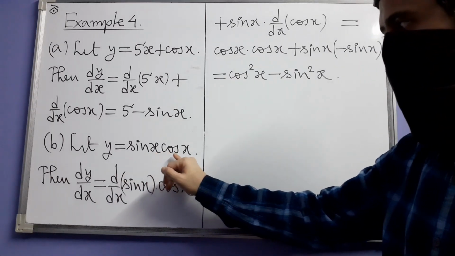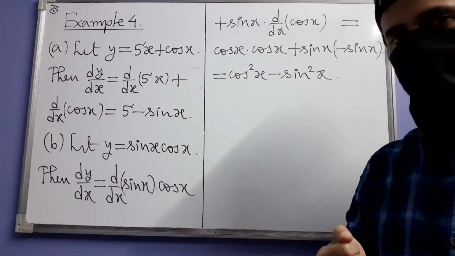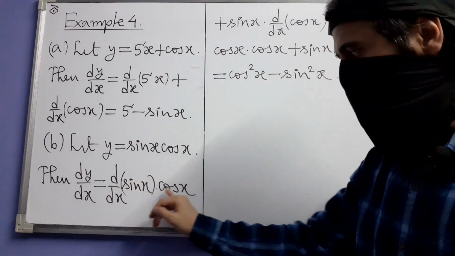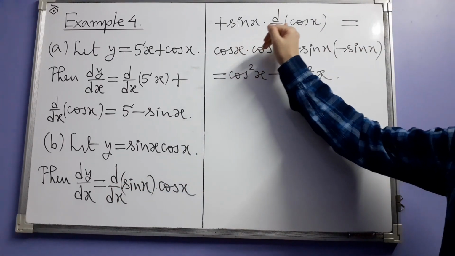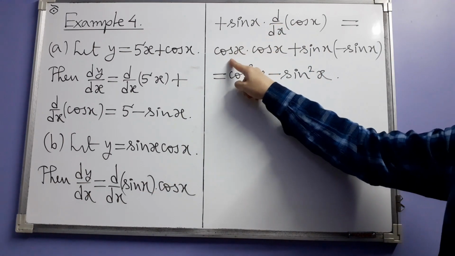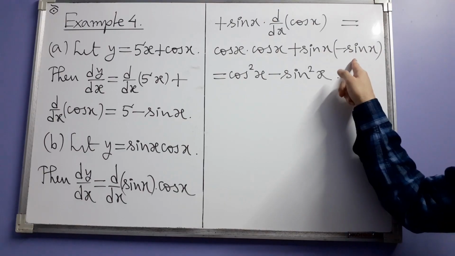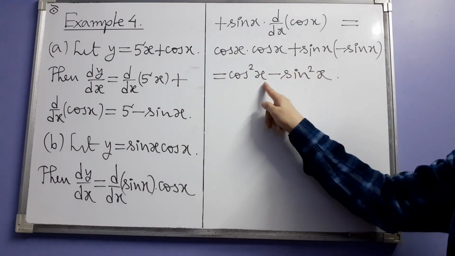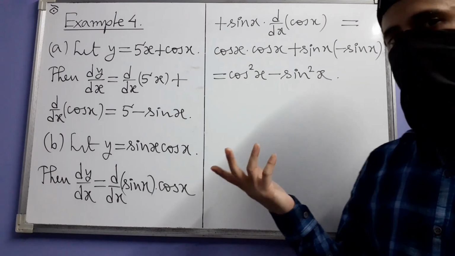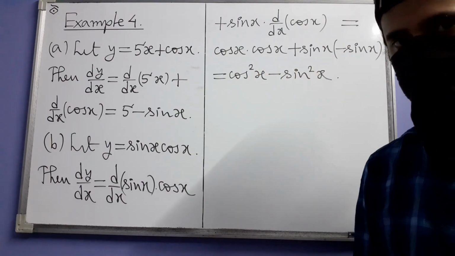Then in the second one we have y equal to sin x cos x. So here you have to use the derivatives of sine as well as cos, and you have to use the product rule. So first you differentiate sin x keeping cos x intact, and then you differentiate cos x keeping sin x intact. So this derivative is cos x. So cos x times cos x plus sin x times this derivative, minus sin x. So that way you are getting cos square x minus sin square x. If you remember the trigonometric identities, you may identify this as cos 2x.